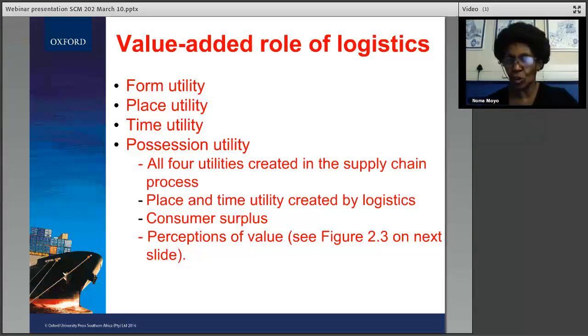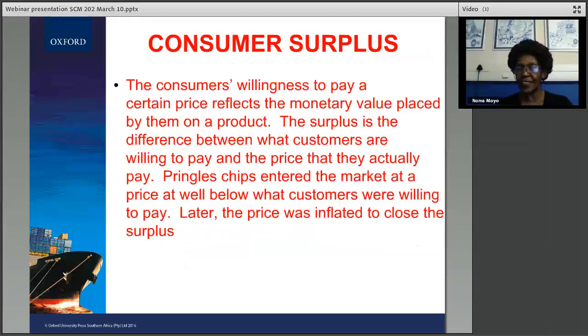Then the value-added role of logistics. We note that there is a question that talks about the value-added role. The value-added role of logistics is form utility, place utility, time utility, possession utility. All these four utilities are created in the supply chain process; the place and time utility is created by logistics.